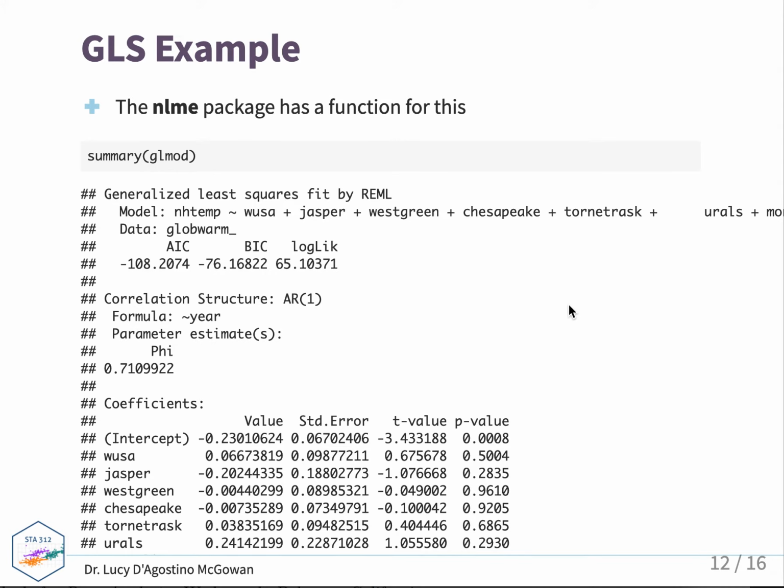And this is the output we get from that. You'll notice these values look very similar to the ones we estimated when we worked through this by hand. And right here, this parameter estimate phi is the estimate for the correlation based on this 1 year lag. It's estimated to be 0.71, which is a pretty high correlation, but that makes sense because you would expect that year to year the temperature is going to be highly correlated with itself.